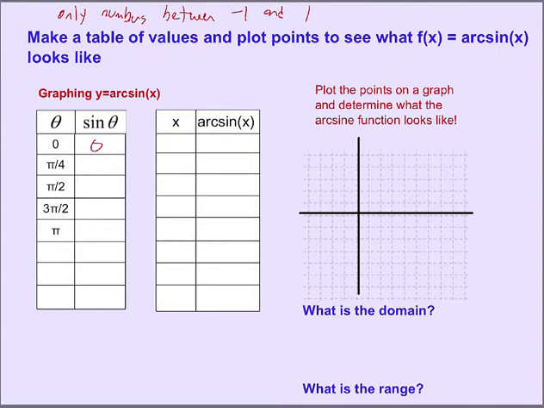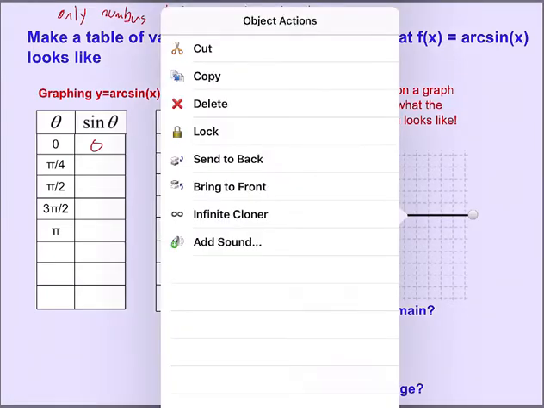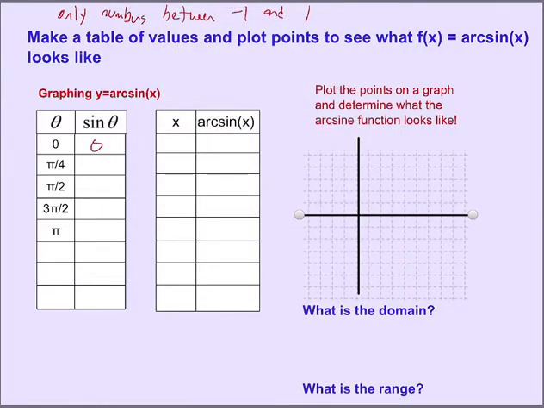We know the sine of pi over 4 is root 2 over 2, which we could certainly keep writing as root 2 over 2 if we want. It's also about 0.7 or so. And the sine of pi over 2, we know that's 1. We know the sine of 3 pi over 2 is -1. We know that the sine of pi is 0. A bunch of things that we know. I'm not sure why I went out of order there. Okay, so let's do some inverses here.